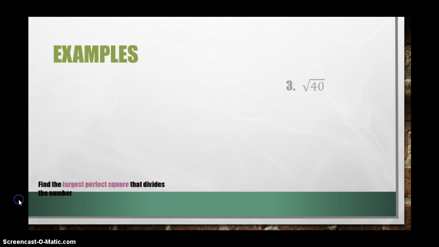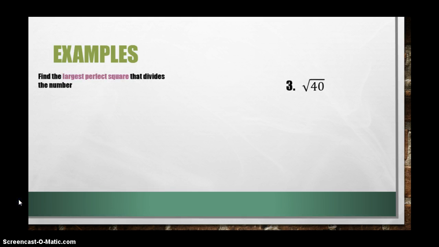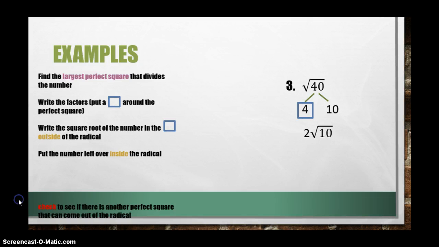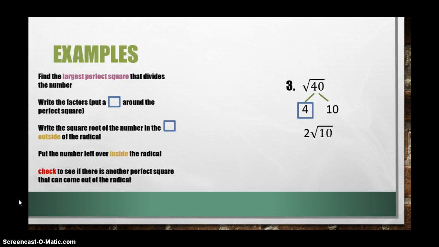Let's do another one. Let's do the square root of 40. The largest perfect square that divides 40 is 4. So we get 4 times 10. We put a square around the 4, take the square root of the 4, which is 2, and we've got 2 square root of 10. We check to see if another perfect square can come out of that radical. 2 times 5, neither of those numbers are perfect squares, so we have completed this process.